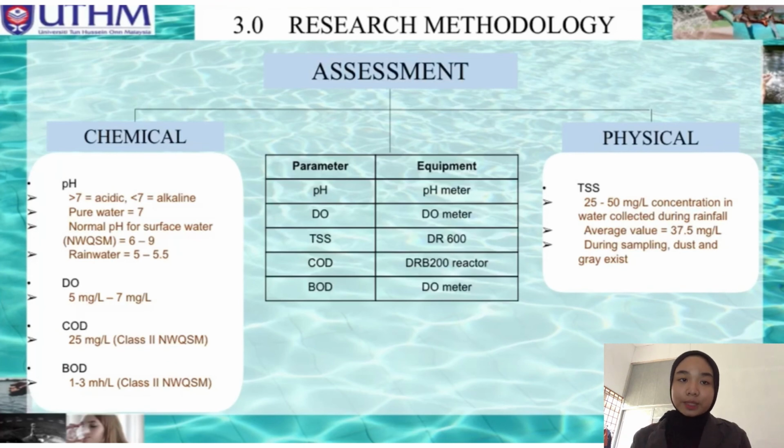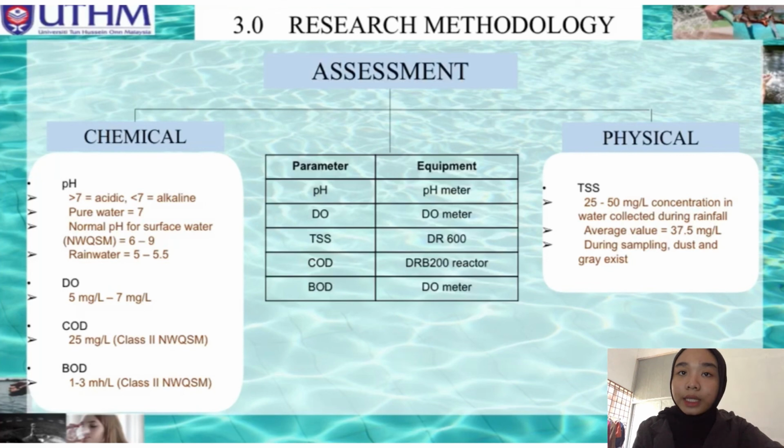The last topic for chapter 3 is assessment, which is divided into 2, chemical and physical. As for the chemical, the parameters are pH, dissolved oxygen, chemical oxygen demand COD, and biological oxygen demand BOD. In the box are the values set by the National Water Quality Standard Malaysia that this study tried to achieve, such as pH 6 to 9, DO 5 mg/L to 7 mg/L, and COD 25 mg/L, which is class 2. The last one is BOD 1 to 3 mg/L, class 2.